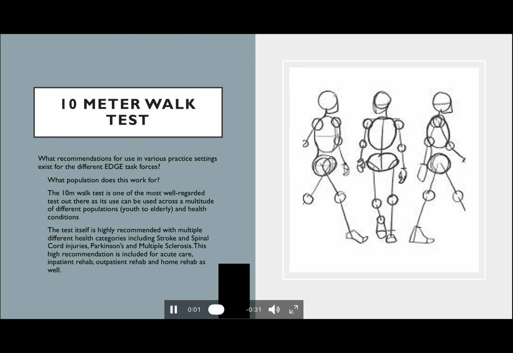The 10-meter walk test is one of the most well-regarded tests out there, as it is used across a multitude of different populations and health conditions. For populations, it can be used for those who are in their youth to the elderly. And when it comes to health conditions, it is highly recommended for those who have a stroke, spinal cord injuries, Parkinson's, or multiple sclerosis, in settings that include acute care, inpatient rehab, outpatient rehab, and home rehab as well.